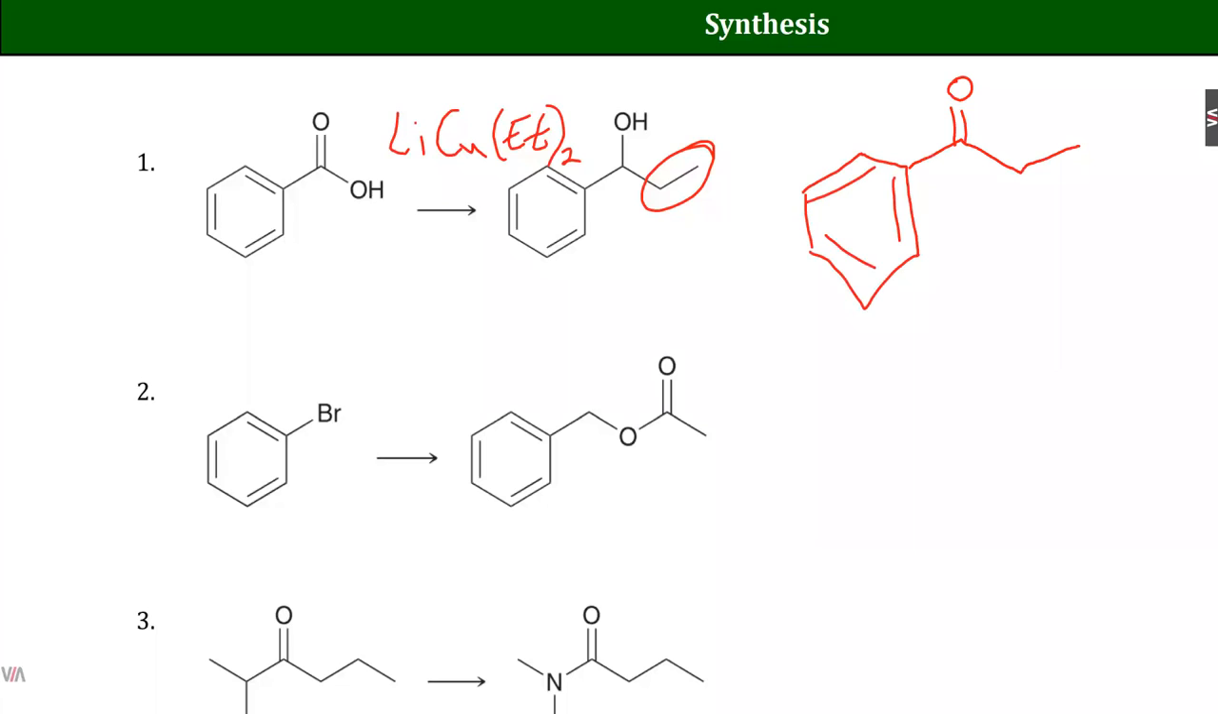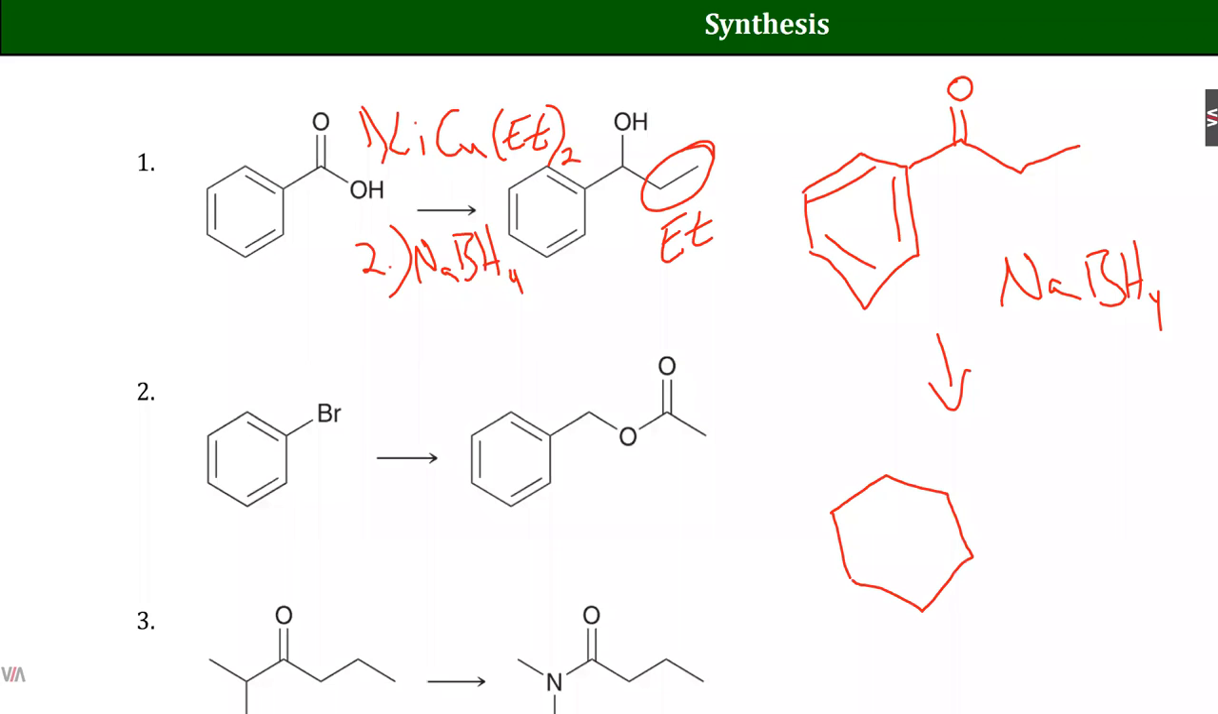So that got us most of the way there, because that's our ethyl group that we just added. Then we need to go one more step for the reduction. So step two could just be sodium borohydride, followed by a proton source, so methanol or water.